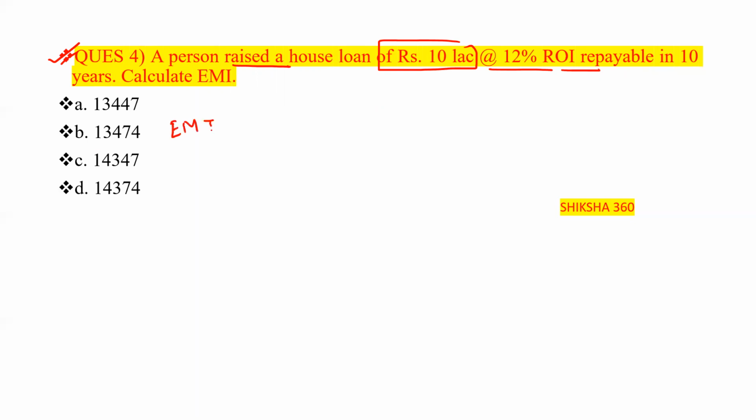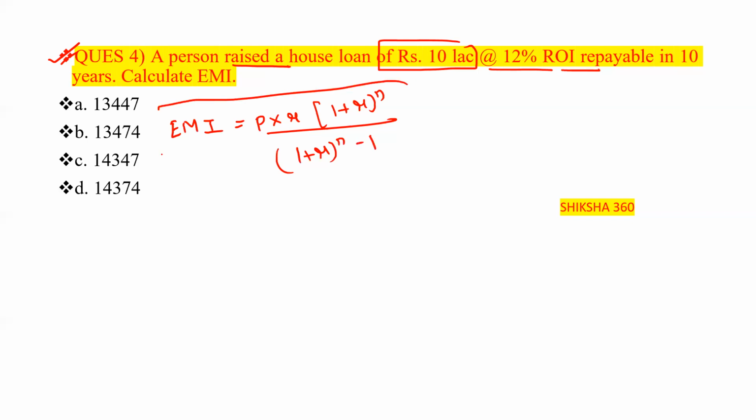Just write what the formula of the EMI is. That is P into R into (1 plus R) power n, upon (1 plus R) power n minus 1. This is the formula of the EMI. We just have to put the values into that.